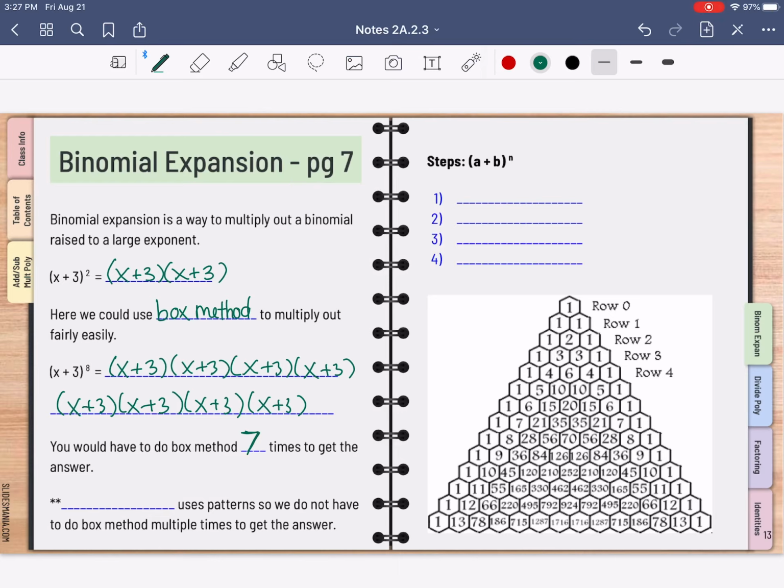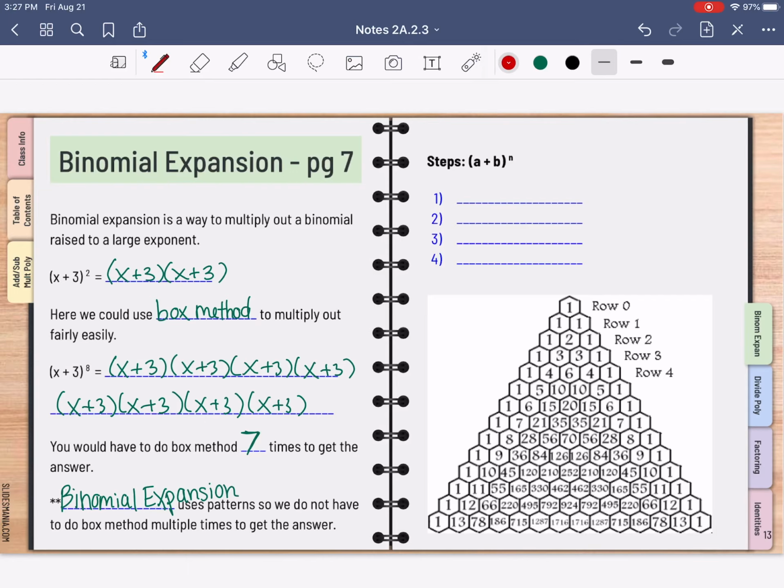Instead, what you can use is something called binomial expansion. And binomial expansion uses patterns. You guys can fit this in better than my writing, but binomial expansion uses patterns so we don't have to do box method multiple times to get an answer. All right, so over here on the right-hand side of your slide, I had to move my text box up a little bit and my picture down a little bit because a couple of your steps are actually going to need 2 lines. So just do your best. Mine's gonna look kind of messy, but yours will look nice and neat because it'll be typed.